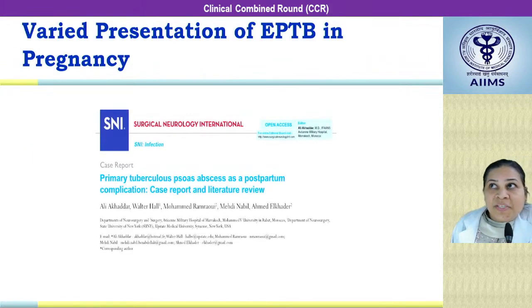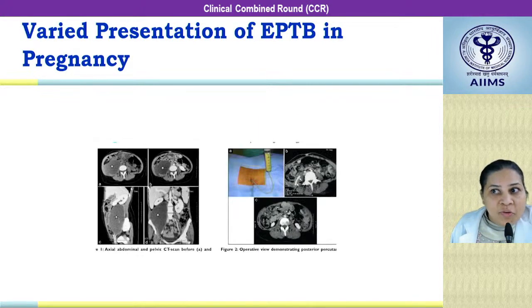There are varied presentations of extrapulmonary tuberculosis in pregnancy. There is one case report in which the patient presented after delivery with lower back pain and sciatica, which, on later radiological examination, was found to be a psoas abscess, a primary psoas abscess, which was drained later on.